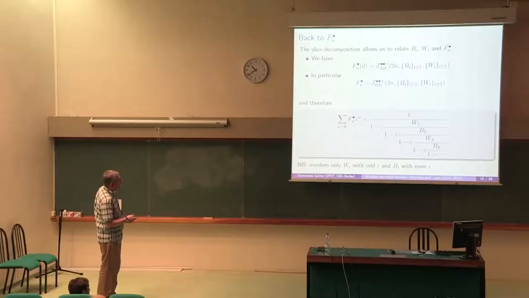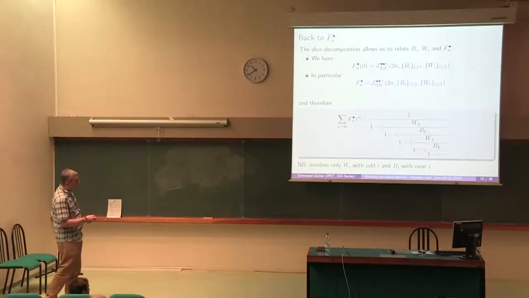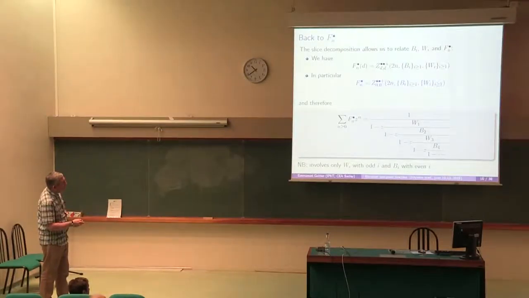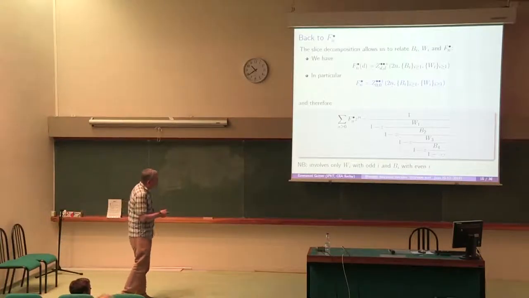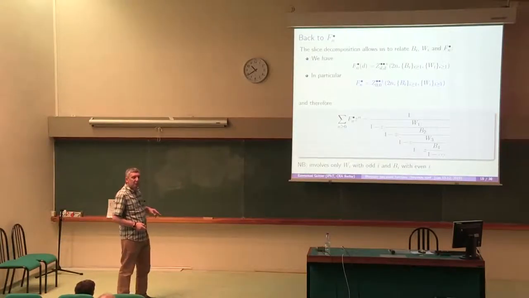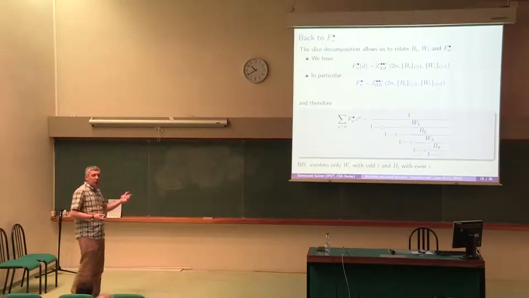And this you can summarize in one formula, that's well known, that's easy to show. If now I take the generating function of this F_n, the sum over n of F_n z^n, it's a continued fraction, 1 over 1 minus w_1 minus b_2, etc. So note that in F_n bullet, I get only the w_i with odd i and the b_i with even i. If I want the other ones, I should look at F_n, which simply means I have to change the colors, black and white.